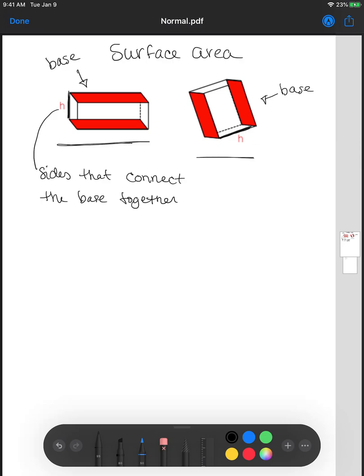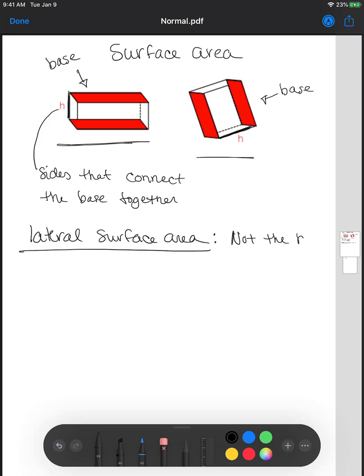So let's look at lateral surface area first. So let's talk about lateral. Lateral surface area is everything but the bases. So not the bases. And the formula for lateral surface area is PH, where P is the perimeter and H is the height.